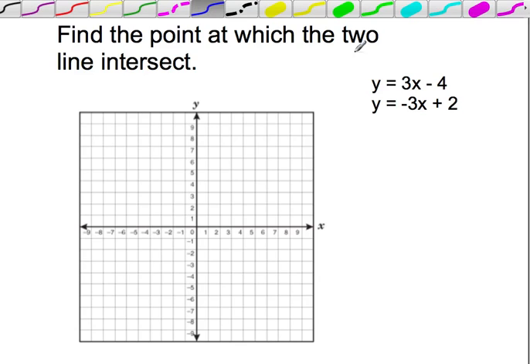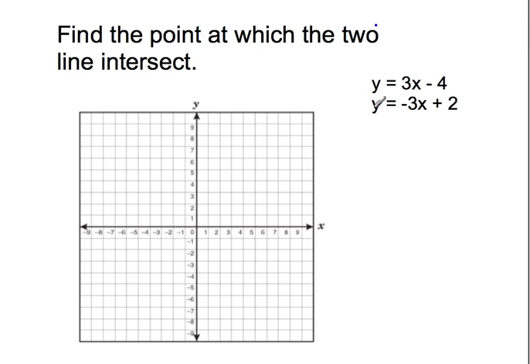Okay, in the first example, we've got a system of equations, also called simultaneous equations. We've got two of them here. We're going to graph them and see where the point of intersection is going to be.